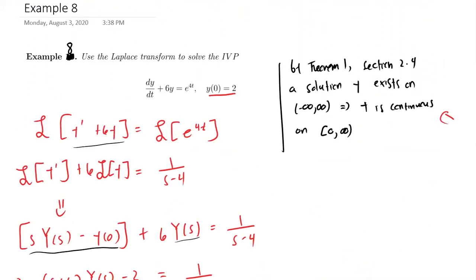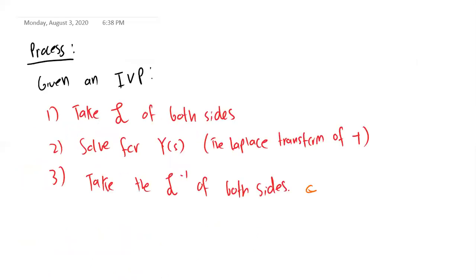So in the previous video, we went over this example, now actually using Laplace transforms to solve differential equations. And we saw that the method was pretty simple. You take the Laplace transform of both sides of the ODE. You solve for big Y of s, which is the Laplace transform of y. And then you take the inverse Laplace transform of both sides. So the process was very simple.